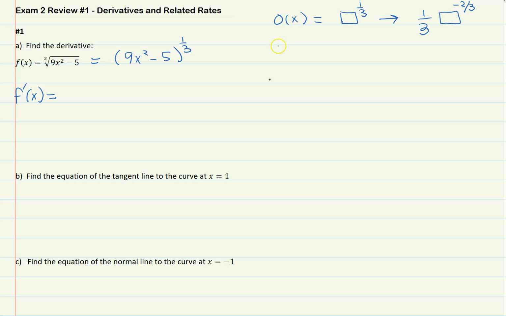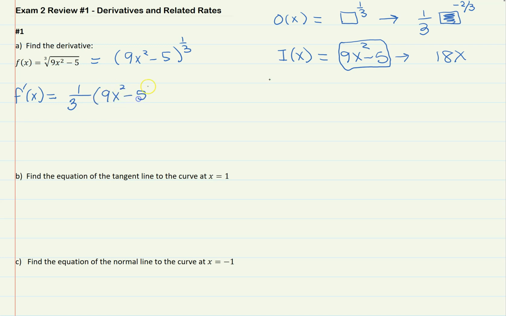Now the inside function in this case is 9x squared minus 5, and the derivative of that is 18x. And this right here is evaluated at that input there. So the derivative in this case is 1/3 times 9x squared minus 5 to the negative 2/3 multiplied by the inside derivative, which is 18x.